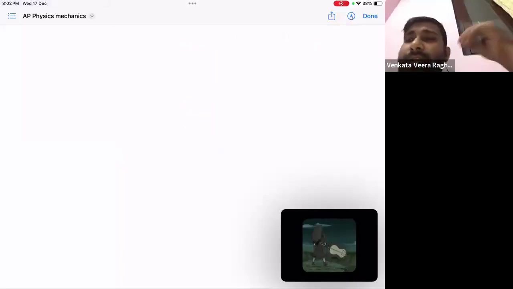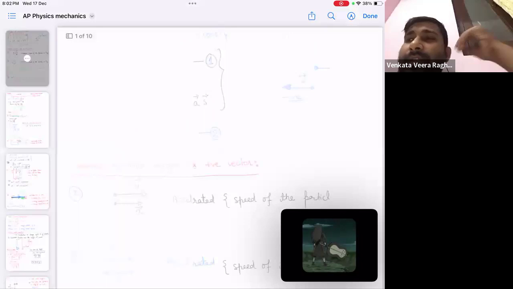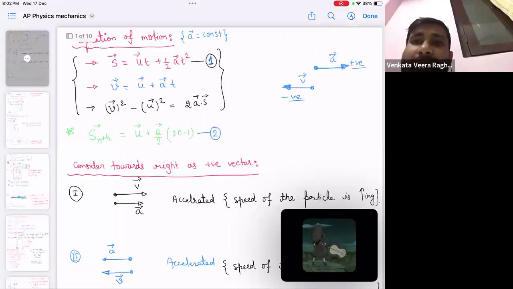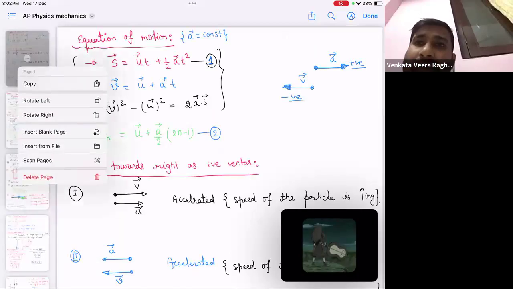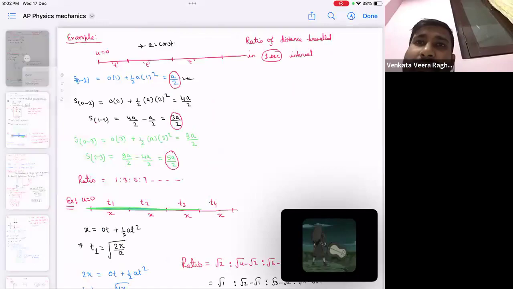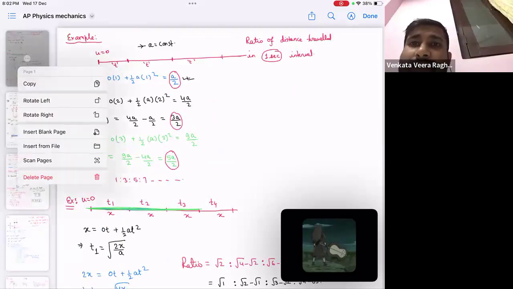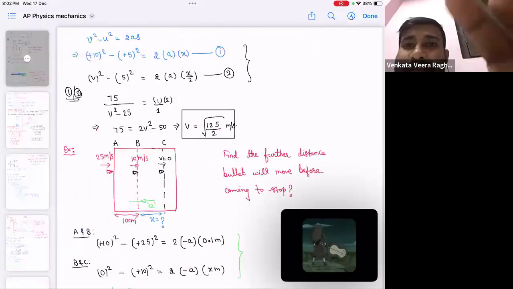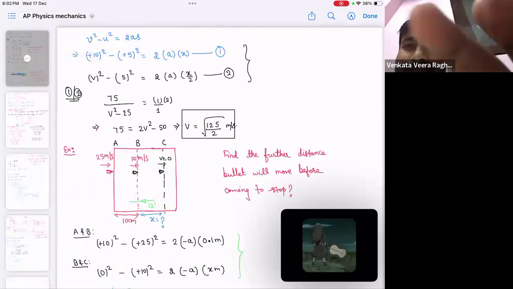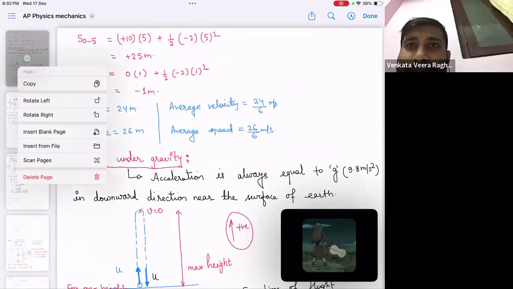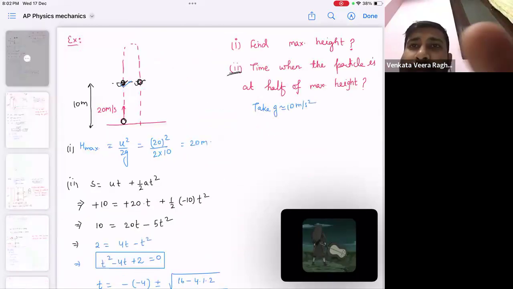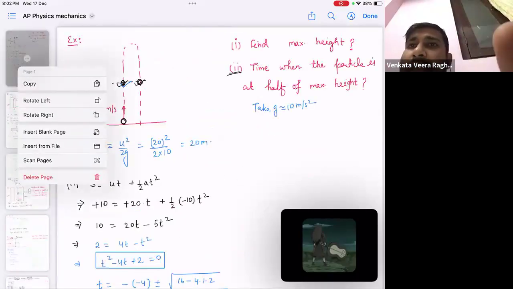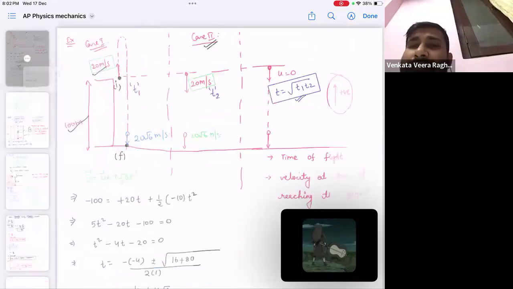So we discussed the graph part. We discussed the graph equation of motion. We have applied it. These questions we discussed in the last class. Okay, so let's start now.